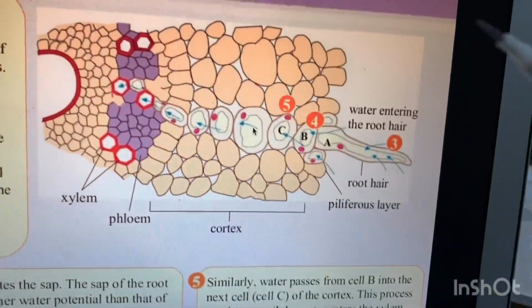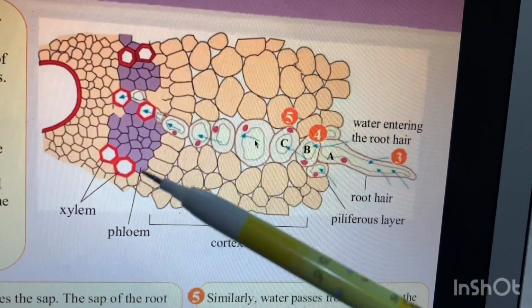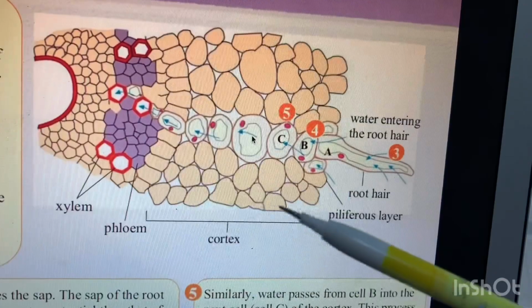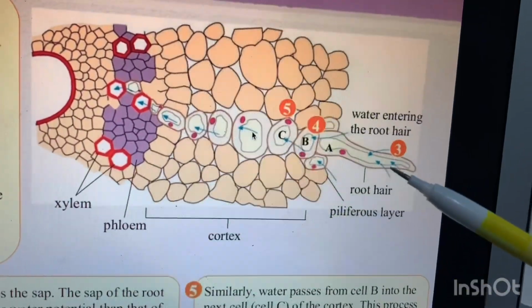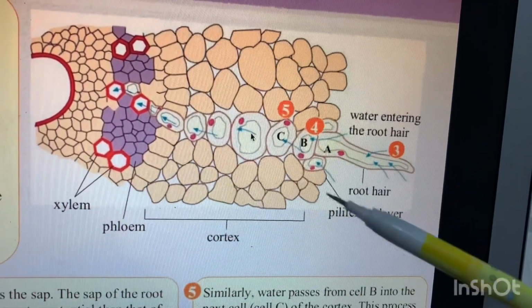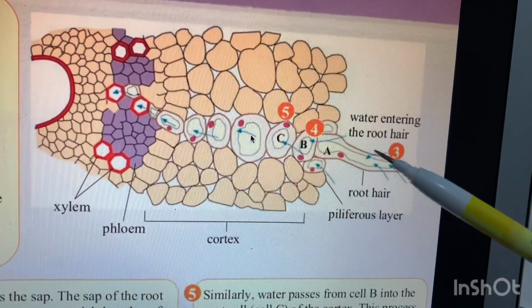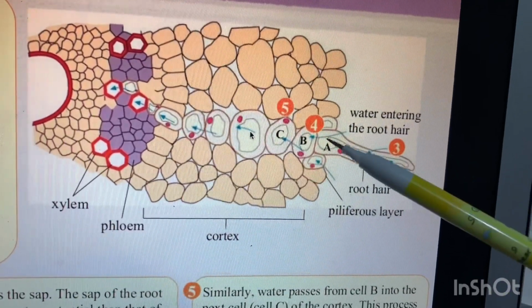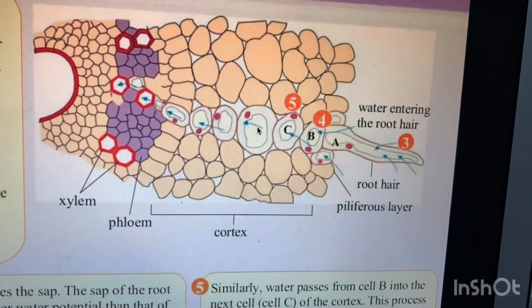If you look at the diagram, these are the xylem and these are the phloem. This entire part is called the cortex. Here we have the root hair, piliferous layer, and water entering the root hair. This is where water is entering through the root hair.